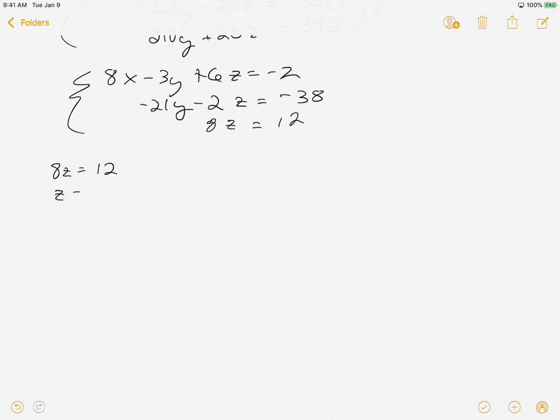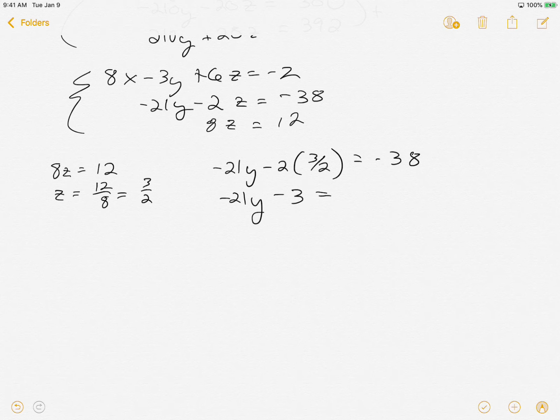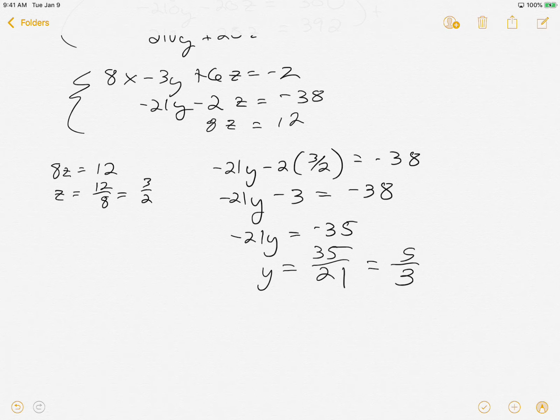The bottom equation gives me 3/2 for z. Substitute that into the middle equation. Negative 21y minus 3 equals negative 38. Add 3 to both sides. Look at that. Y is 35 over 21, or 5/3.